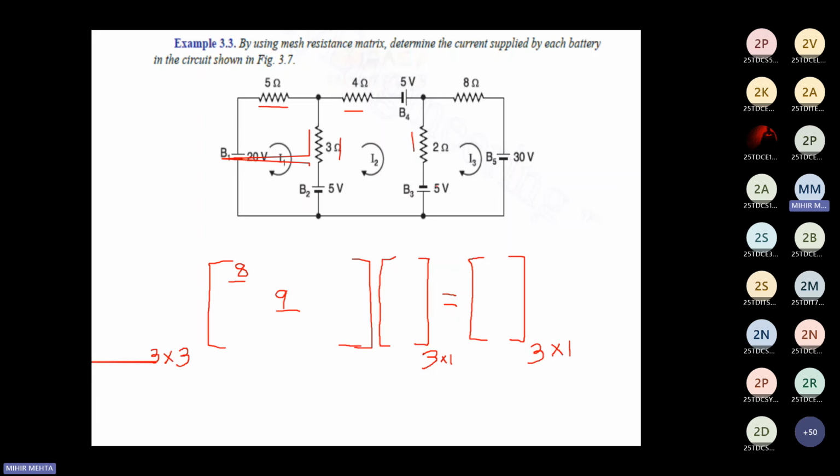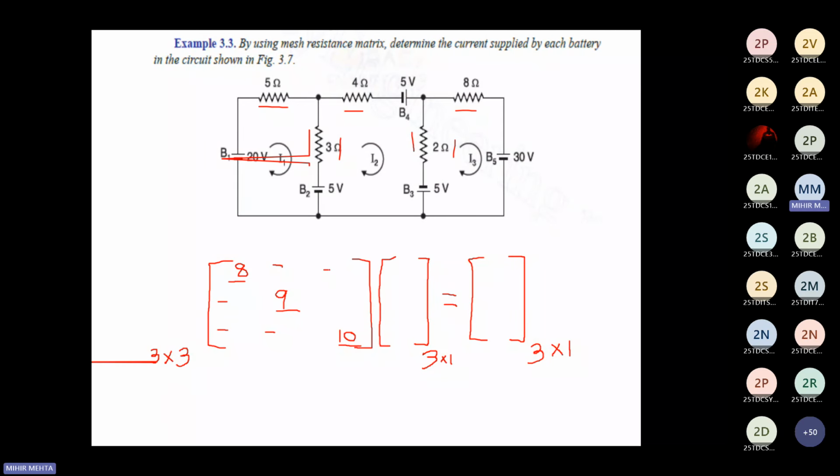And talking about the resistance connected to mesh 3, that is 2 ohms plus 8 ohms. So that is in total 10 ohms. So I'll place this 10 here. Once this is done, we'll talk about the rest of the 6 elements. But before placing that, you have to place a minus sign with all the 6 elements.